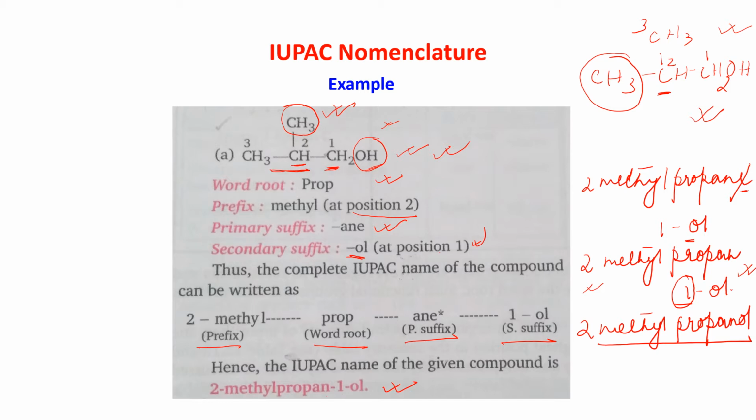If it is in 2 position, you will write 2-ol, 3 position, 3-ol, like that. But if only OH is present, then there is no question of giving it for 2 position or 3 position. It will always get the first position only. Am I clear?